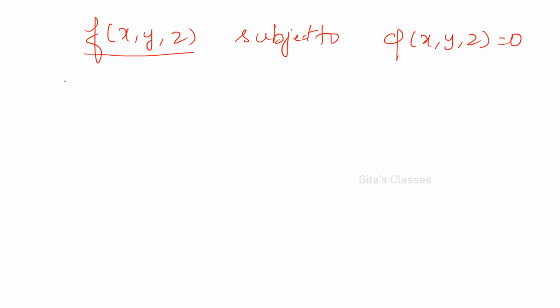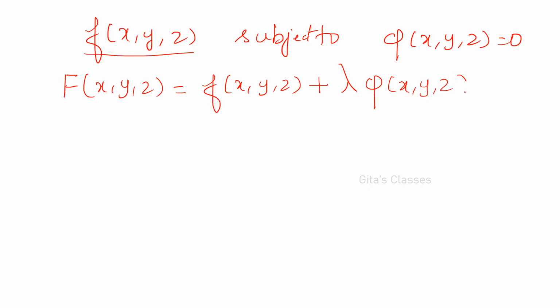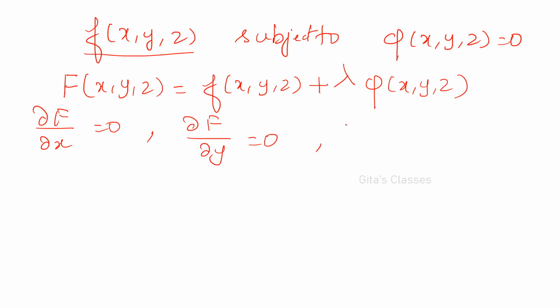So what is the procedure? You have to define a new function capital F of x, y, z as small f of x, y, z plus lambda into phi of x, y, z. This is the new function, and lambda is called the Lagrange's multiplier. Now you have to differentiate ∂F/∂x and equate that to 0, differentiate partially with respect to y and equate that to 0, and differentiate partially with respect to z and equate that to 0.